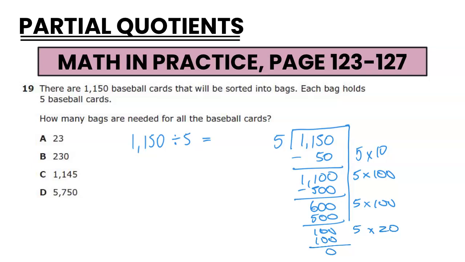And so in order to find our quotient, what we will do is add together the bags that we did here. And so 10 plus 100 plus 100 plus 20 will be 230 bags. And that will go up here as well to indicate our answer.